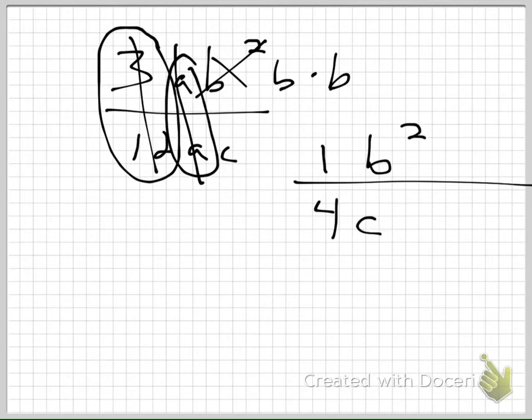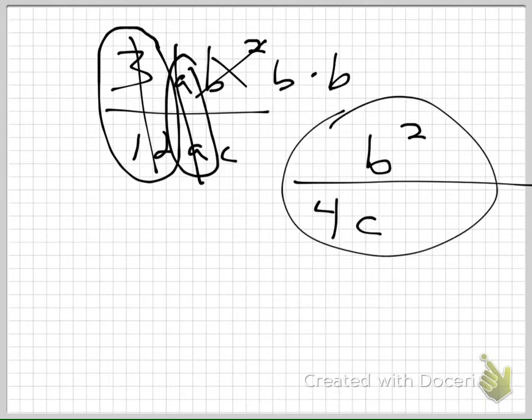Now here's the deal. Do I leave this 1 right here? Do you ever put a 1 in front of a variable? No. Therefore that 1 is gone. So my answer would be b squared over 4c. Does that make sense? That's how you reduce variables.